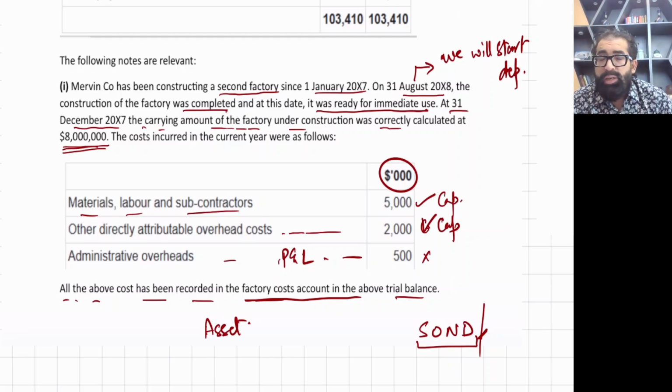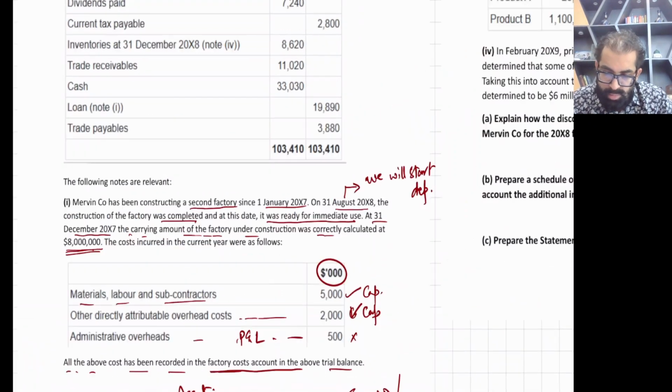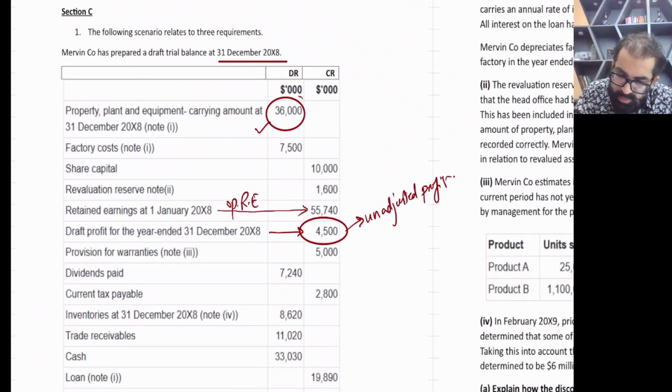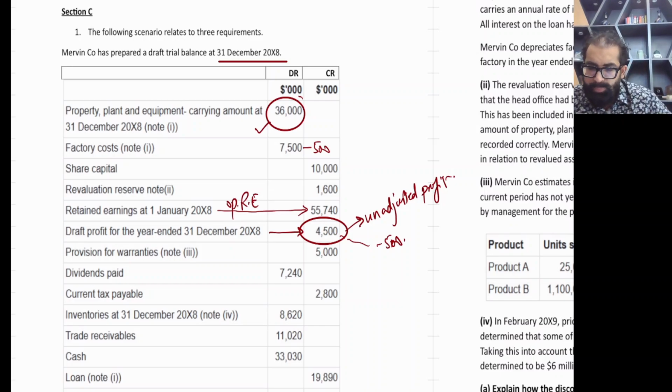I hope you got it. I hope you are actively looking at the question. So see, out of this 7,500 we need to remove 500, because this 500 is not an asset, and yes, this 500 will hit your profit. This 500 will hit your profit reconciliation. Definitely I'll do it for you.